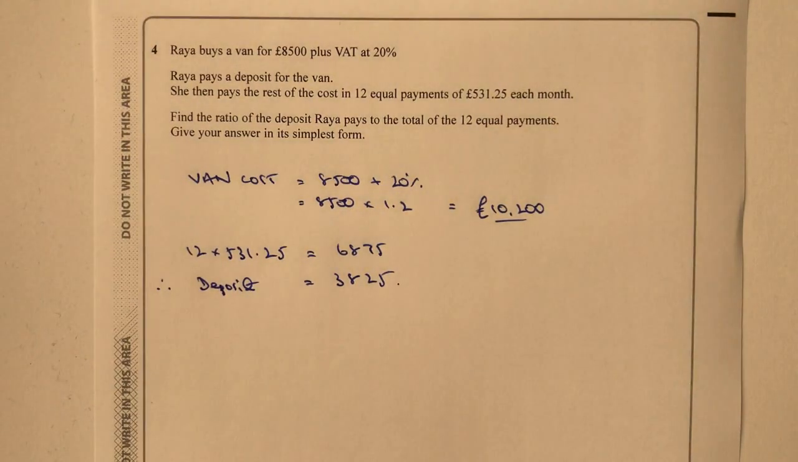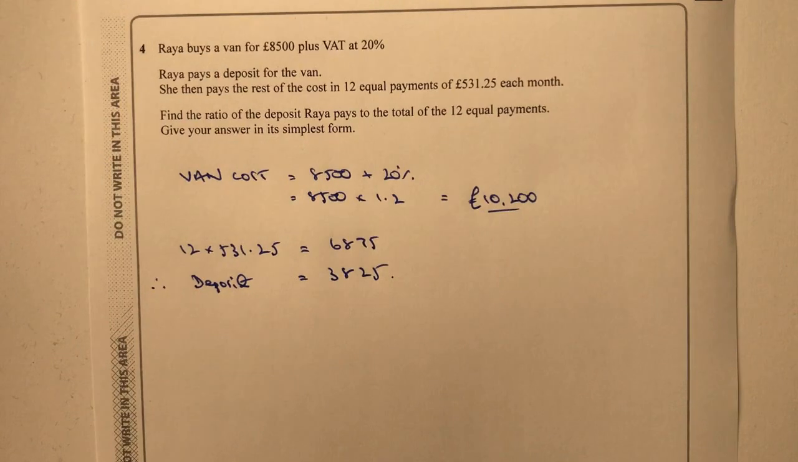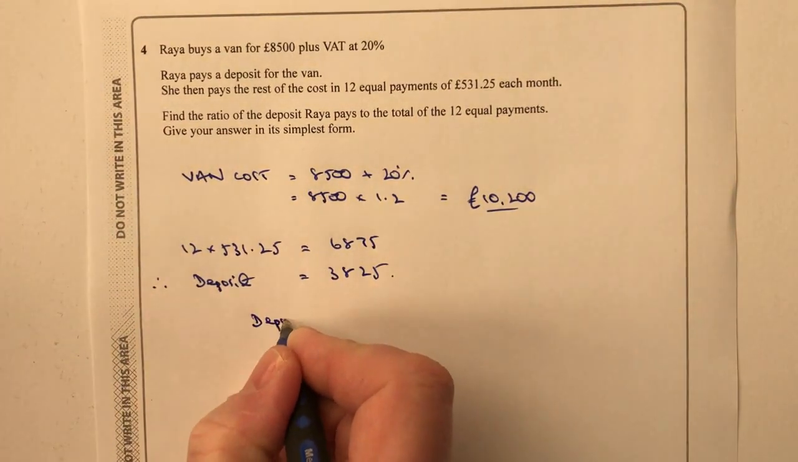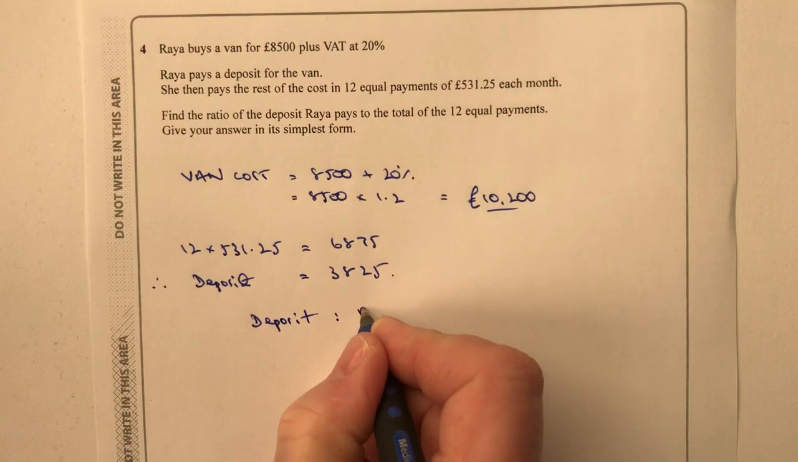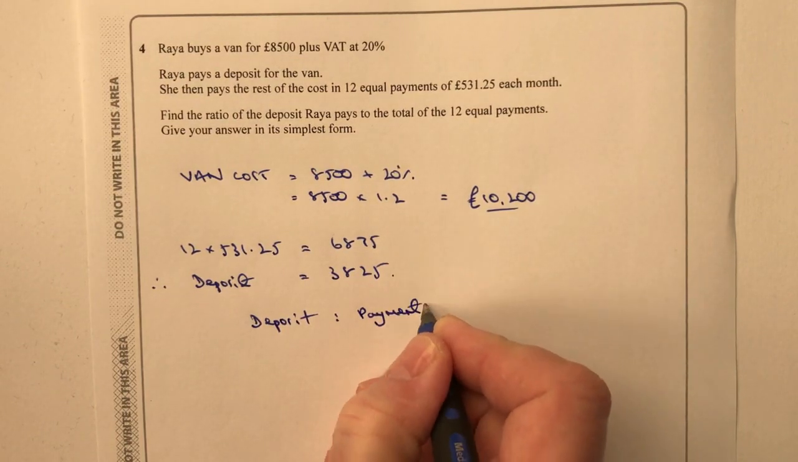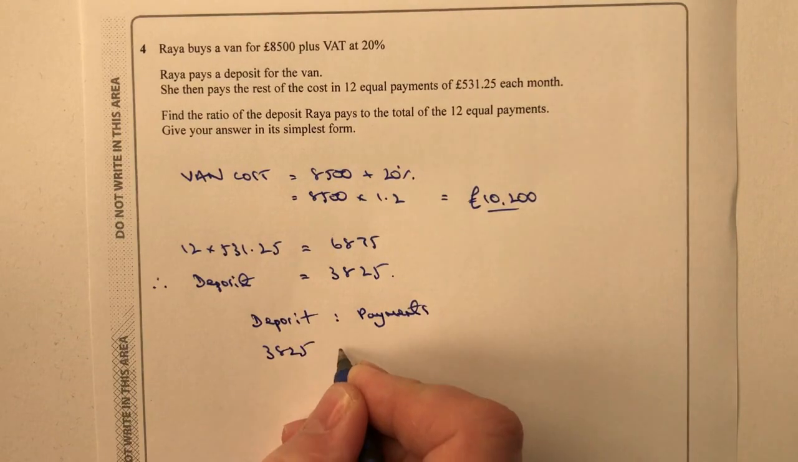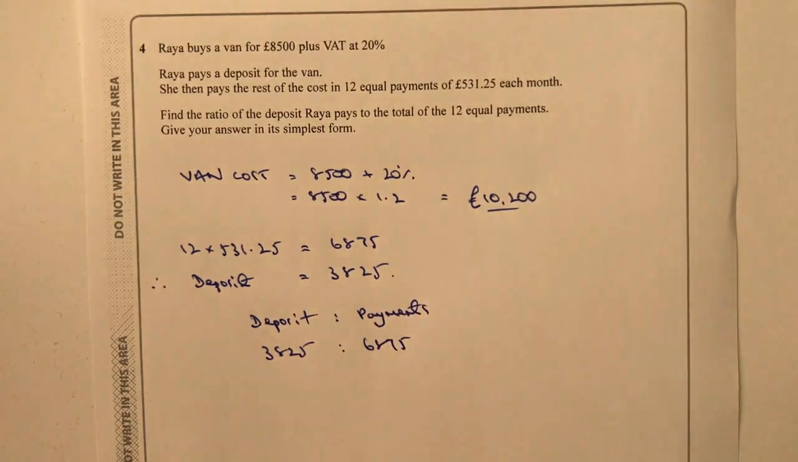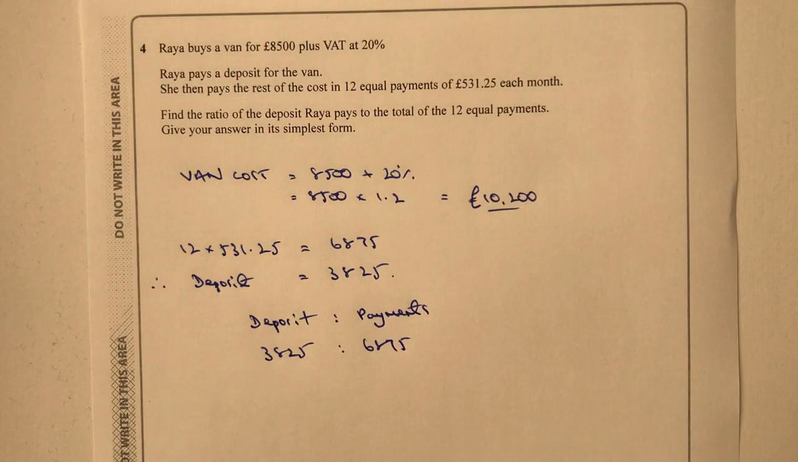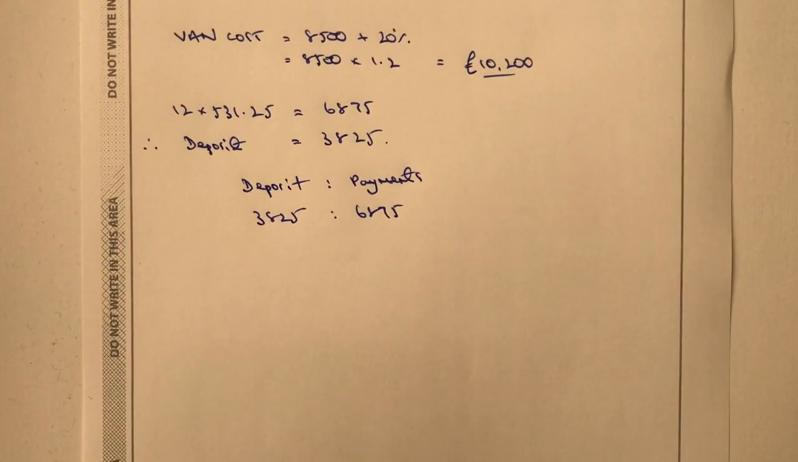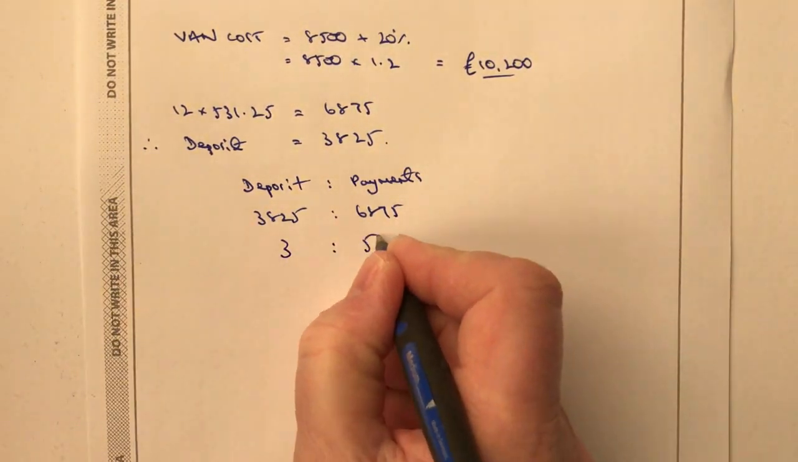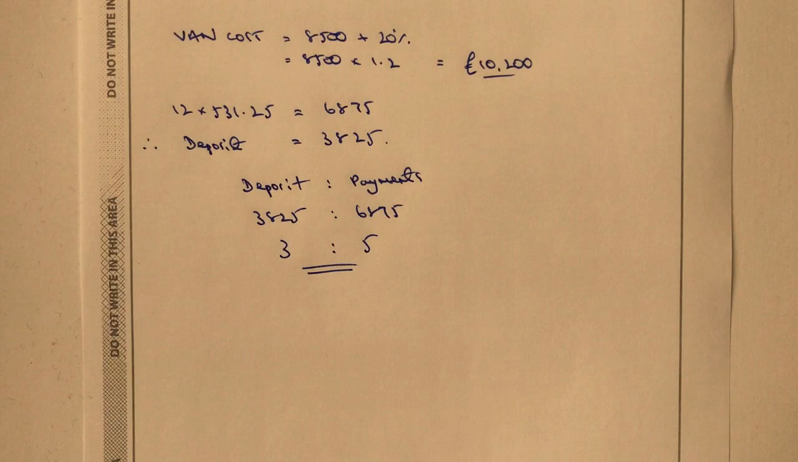Okay, so the numbers themselves look a little bit scary, but with the calculator you should be able to work out that if we're looking at the deposit to the payments, we've actually got a ratio of 3825 to 6875. Now if you pop that into a calculator, you should be able to reduce through, and again, you might do it slightly differently to me. I might just reduce through by 5 and see where we are, but eventually you should get to 3 to 5, and that's the answer to this particular question. Okay, I hope that's all right for you.